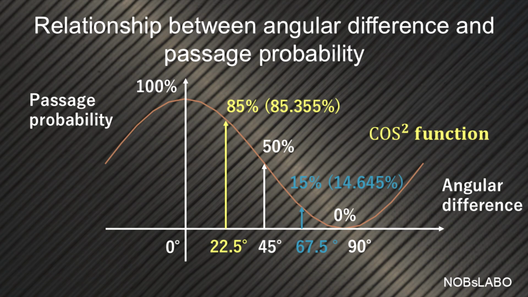This relationship is shown in the graph. The passage rate is not proportional to the angular difference and is represented by a cosine squared curve. This curve can be derived from the theory of electric field vectors.